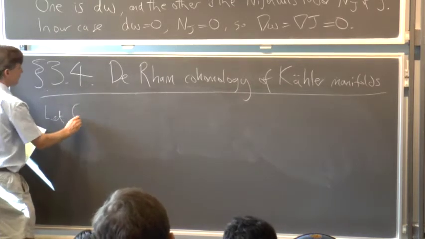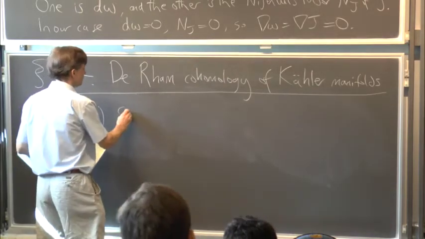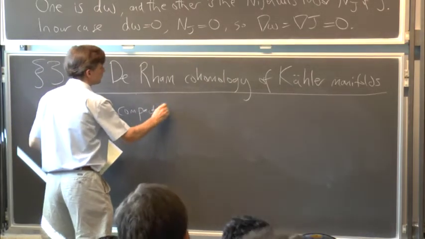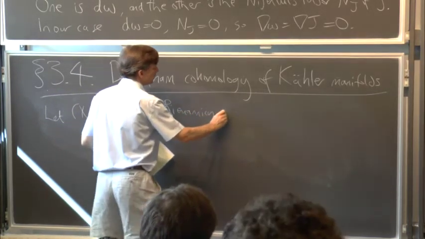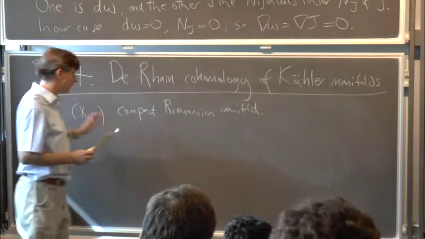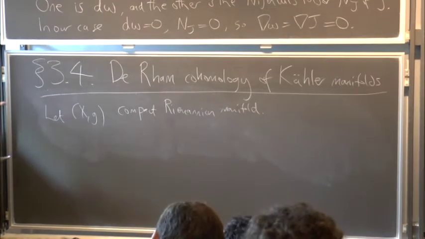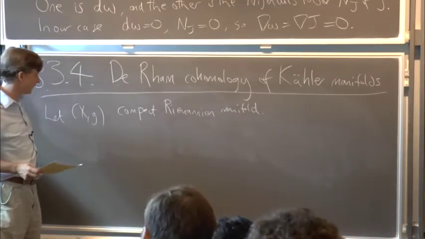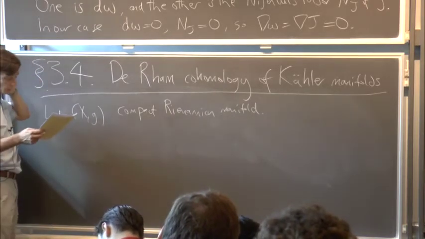Let's start off with X and g, a compact Riemannian manifold. I want to remind you of some bits of the theory of Hodge theory for compact Riemannian manifolds, which is a way of expressing the de Rham cohomology in a slightly different way.